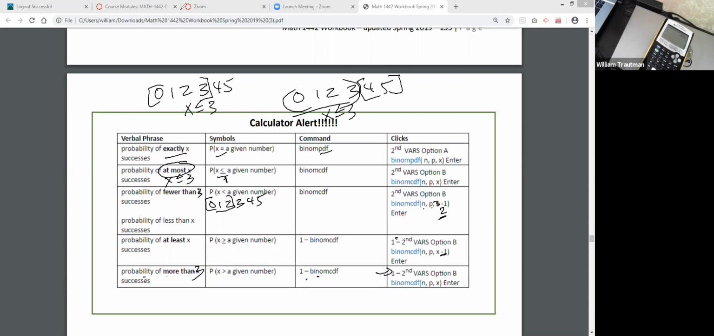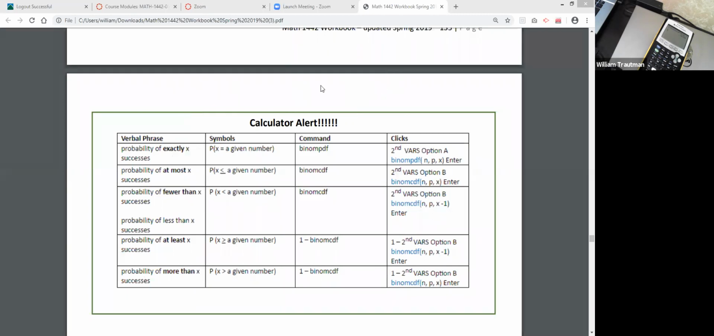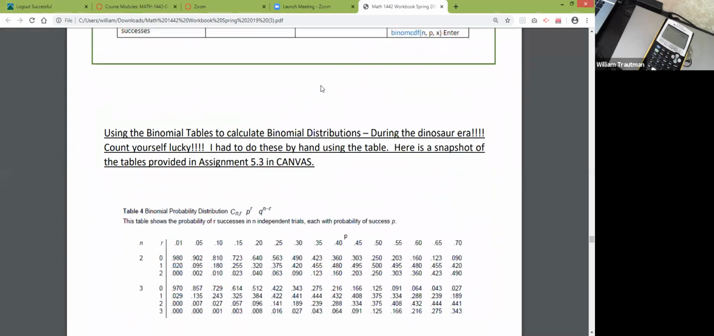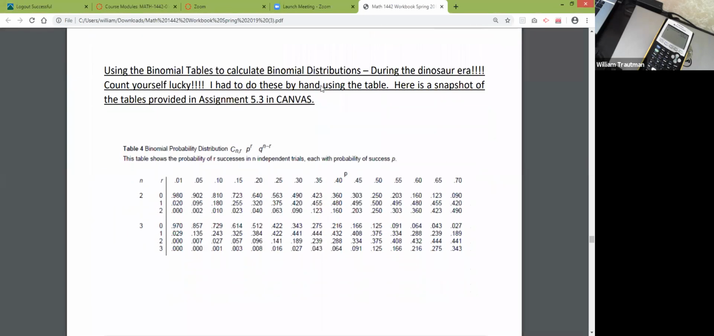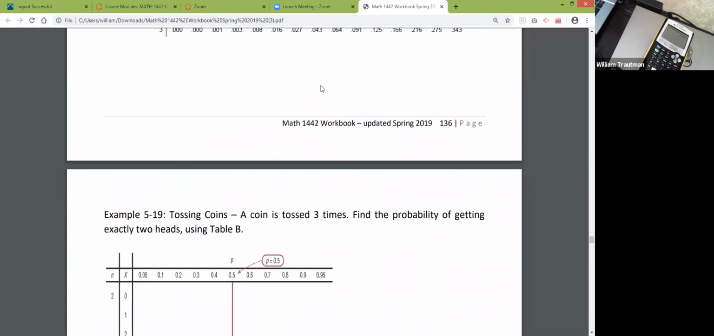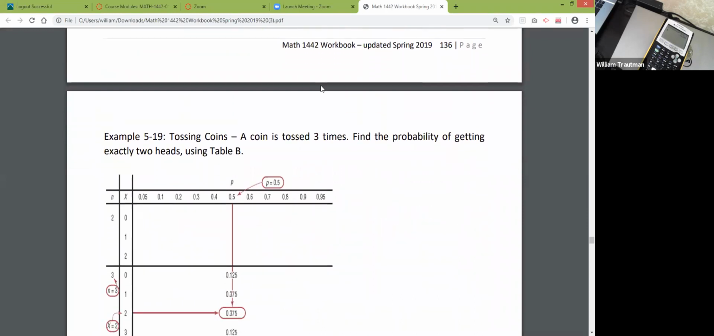All right, so once again, practice those. I have those in a video in the module already. It's really good practice. All right, so then they tell you how to use the table. I'm not too worried about using the table. Even if the homework says use the table, don't use the table, use your calculator.